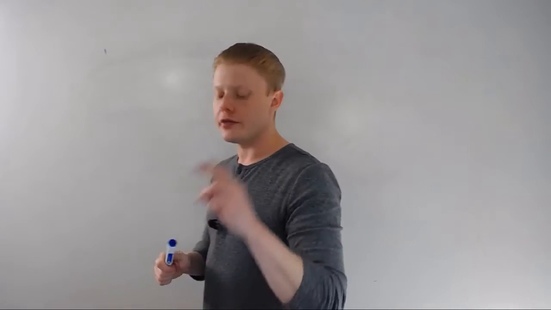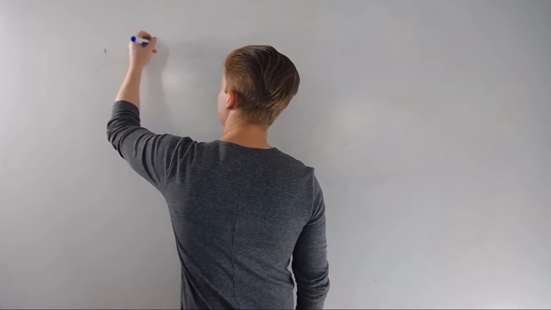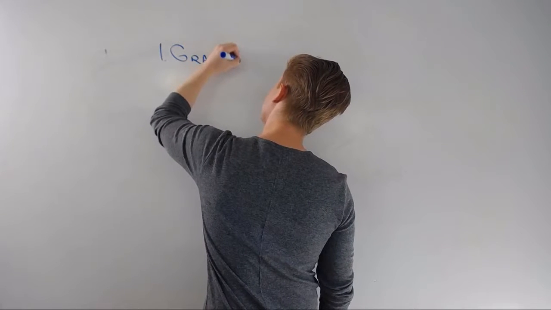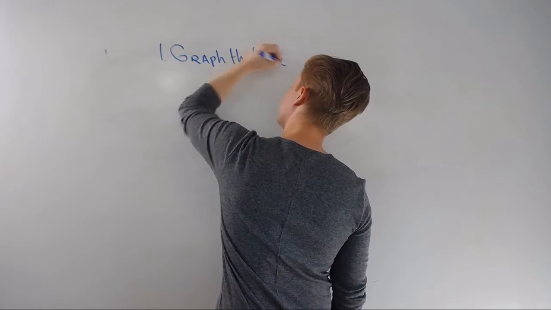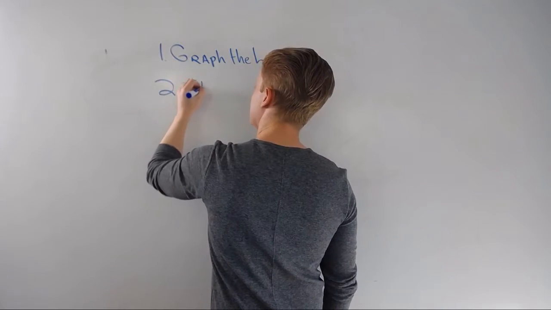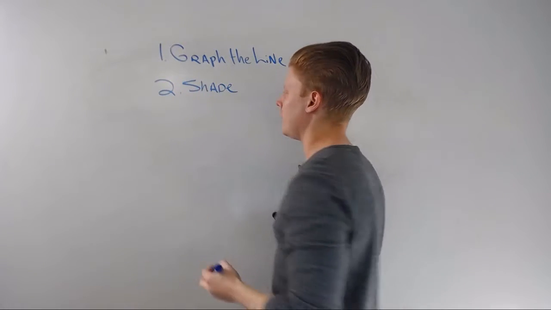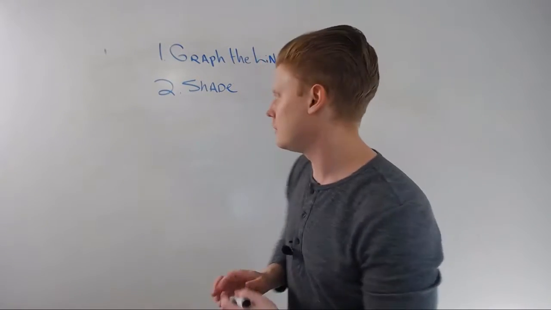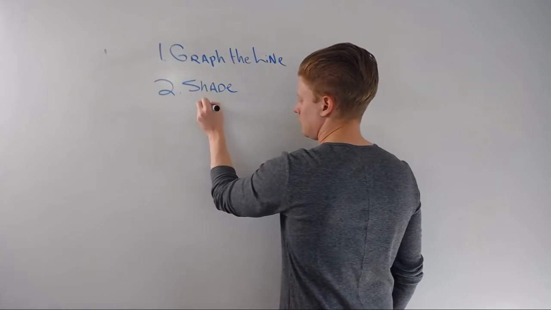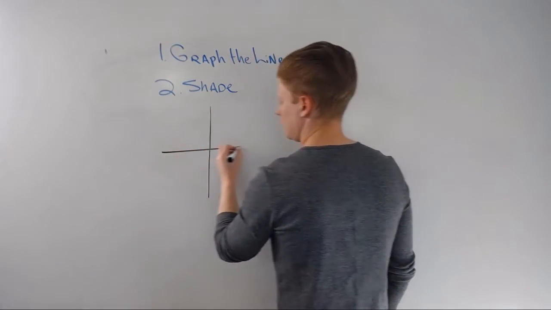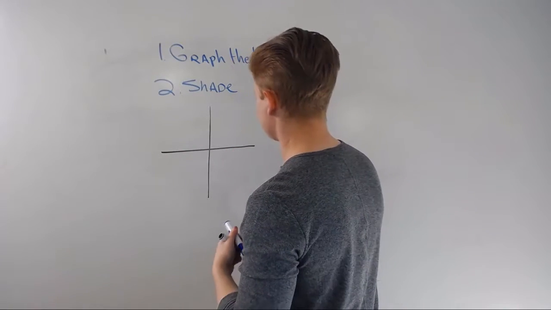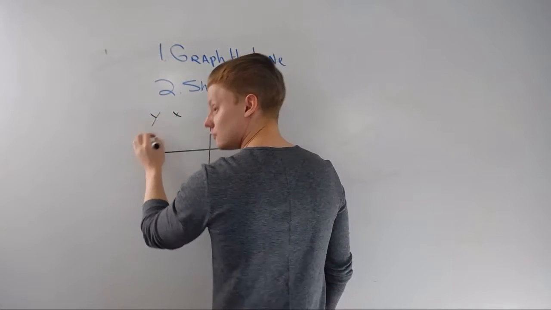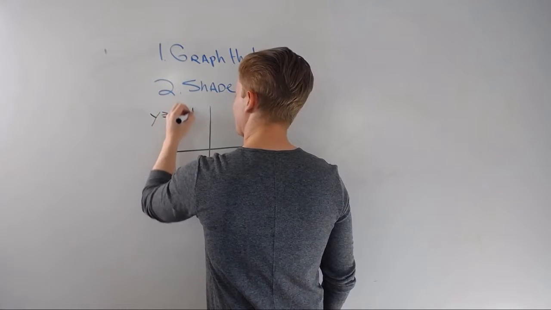All right, so there's two steps in graphing an inequality. One, graph the line. Two, shade. Let's go ahead and draw some axes up here and just do a couple easy examples. Let's say that I have y is greater than or equal to x plus 1.